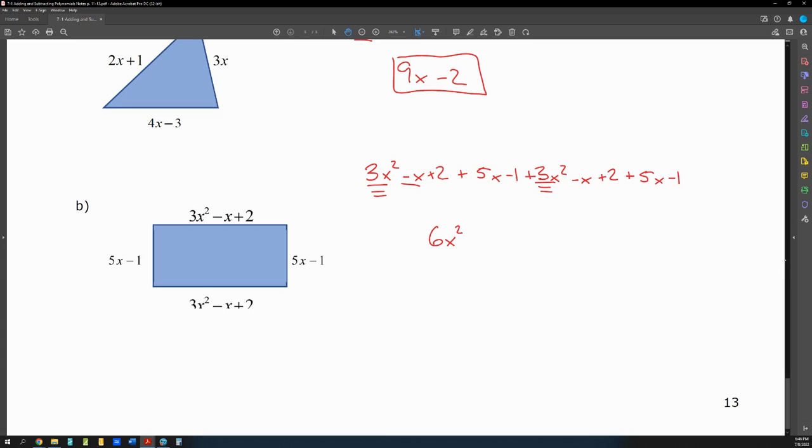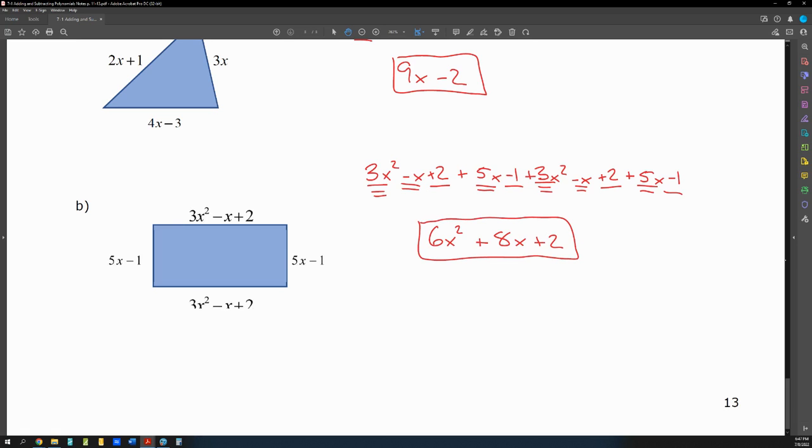Our x terms, we have a negative x, a 5x, a negative x, and a 5x. That gives us a positive 8x. And our constant term, we have a 2, a negative 1, a 2, and a negative 1. That gives us a total of positive 2.